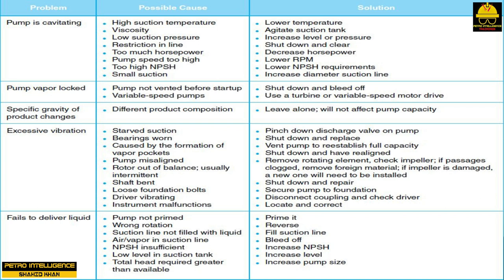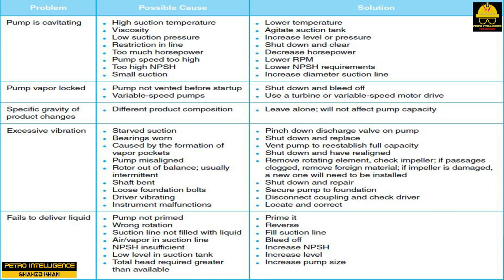If there is excessive vibration, possible causes may be starved suction, bearings worn, caused by the formation of vapor pockets, pump misaligned, rotor out of balance, usually intermittent, shaft bent, loose foundation bolts, driver vibrating or instrument malfunctions. You can solve these issues by pinch down discharge valve on pump, shut down and replace bearings, vent pump to re-establish full capacity, shut down and have realigned pump, remove rotating element, check impeller, if passage is clogged, remove foreign material, if impeller is damaged, a new one will need to be installed, shut down and repair shaft, secure pump to foundation, disconnect coupling and check driver, locate and correct instruments.